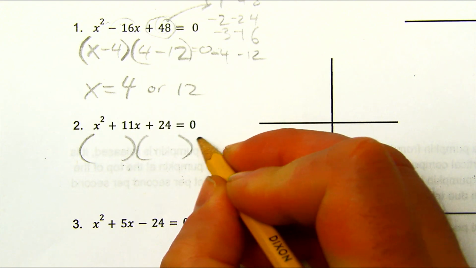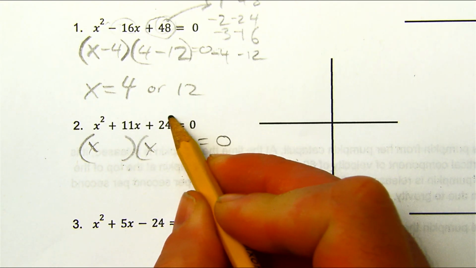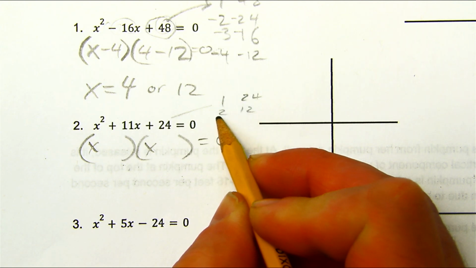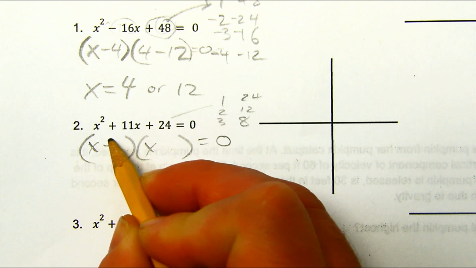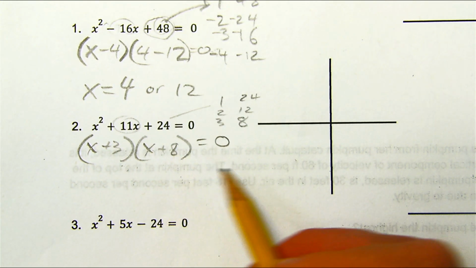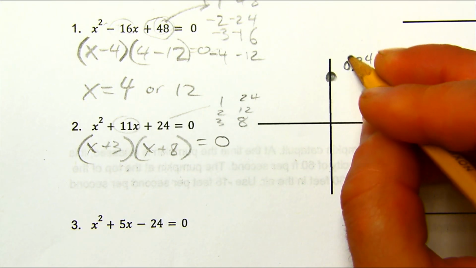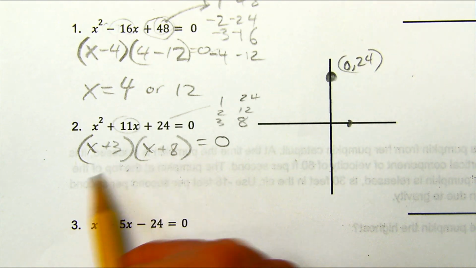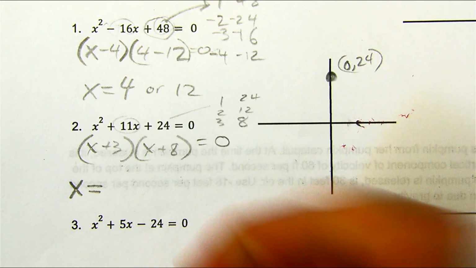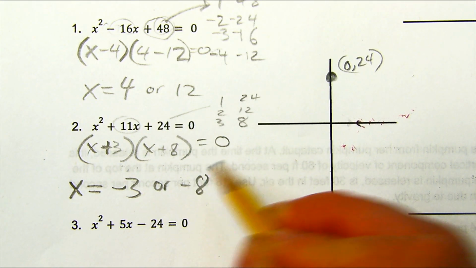I don't think we did this one in class. So 1 and 24, or 2 and 12, or 3 and 8. Oh, 3 and 8. That adds up to 11. (0, 24). Oh, but the solutions are negative 3, which is what will make this 0, or negative 8.